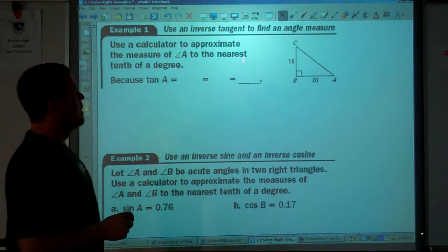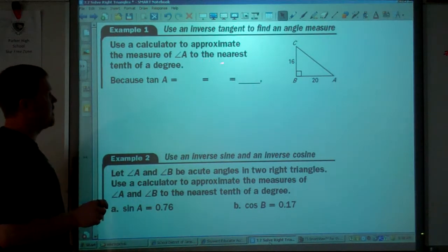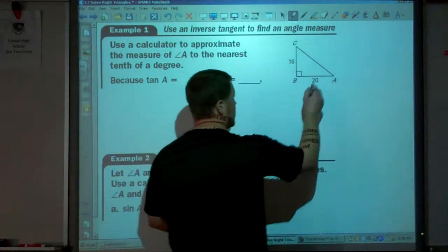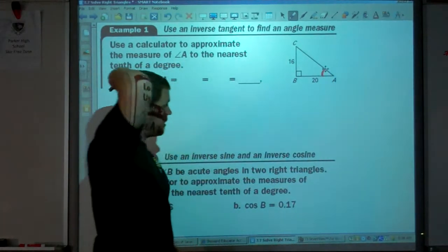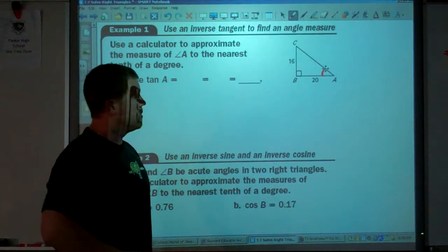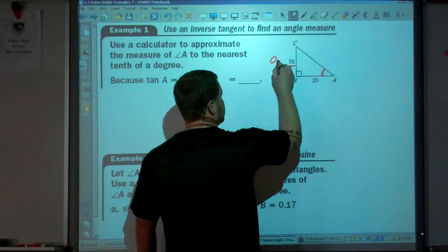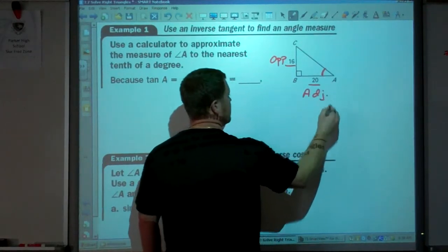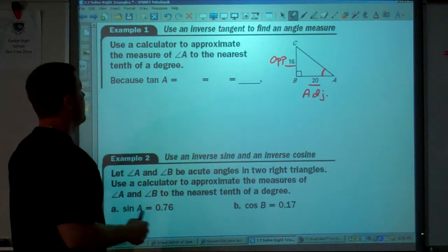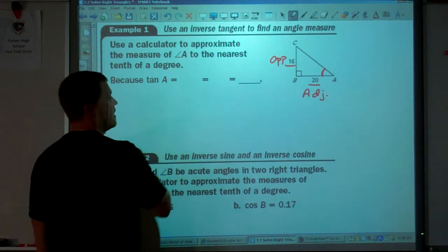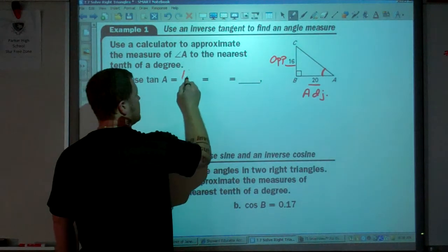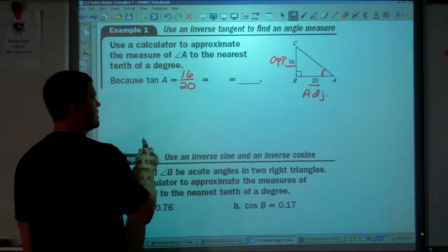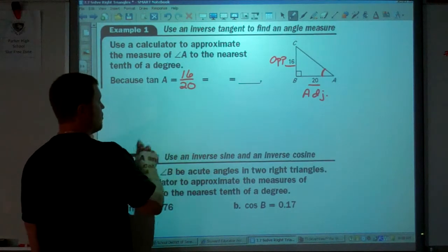First one here. Use a calculator to approximate the measure of angle A to the nearest tenth of a degree. So here's angle A. This is the angle we're solving for. Now, where are the sides in relation to that angle? 16 is opposite, 20 is adjacent. Which trig function uses opposite and adjacent? We're using tangent. So the tangent of angle A equals opposite over adjacent. The tangent of angle A equals 16 over 20.